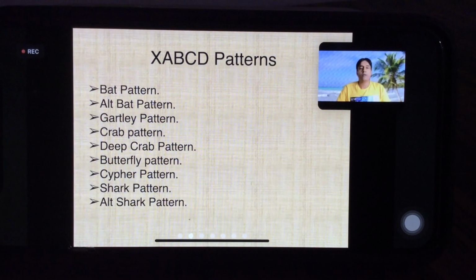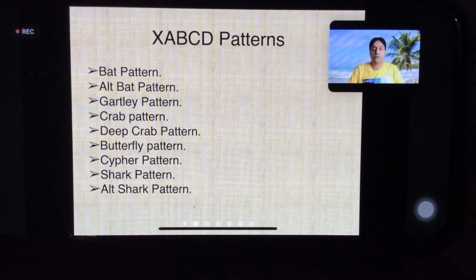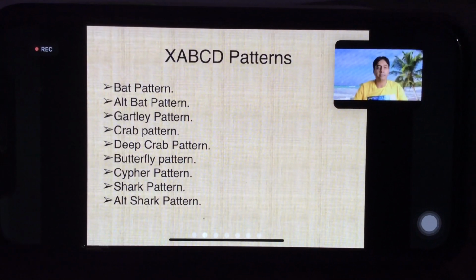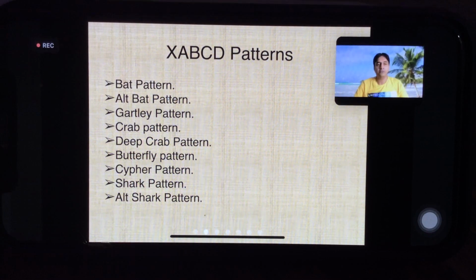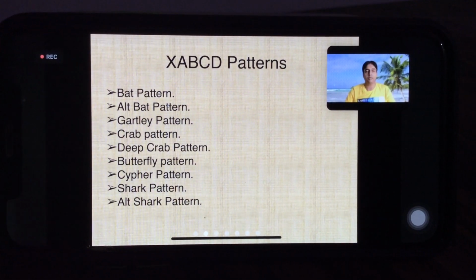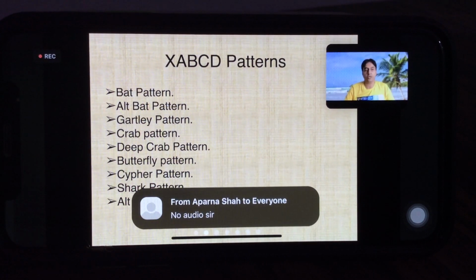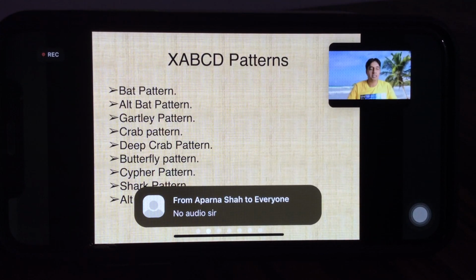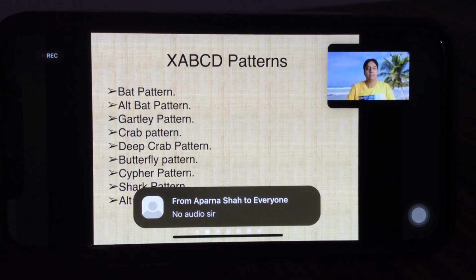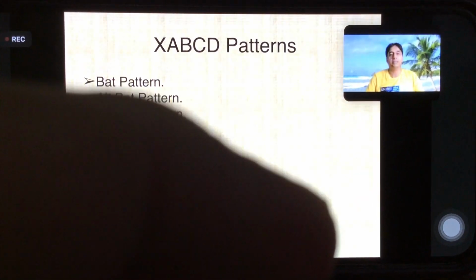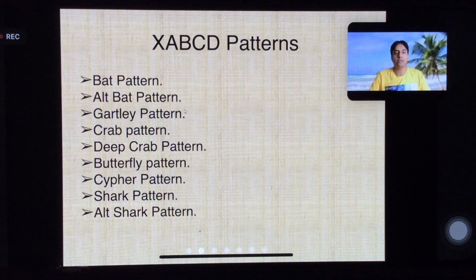There are almost 35 to 40 XABCD patterns, and different names are given to all of them, but we need not remember or read all of those. These are the basic 9 patterns. Even if we read only these, they are more than sufficient for us to trade.